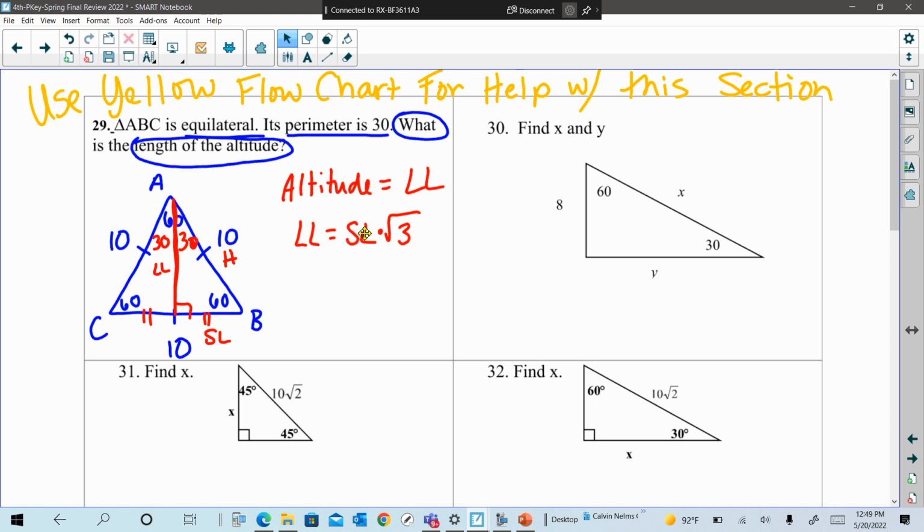What would be the short leg? 5, exactly. Half of 10 is 5. So this is a radical answer.